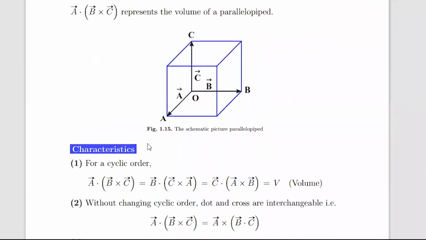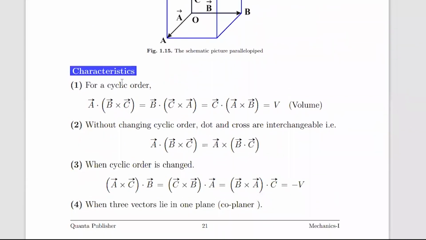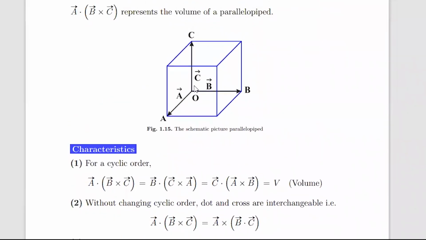These are some important features of the scalar triple product. For example, the first one is called cyclic order, because the scalar product is commutative. So if we change the order of the dot with A, B, and C, no change occurs in the resultant. And these three quantities give a volume, which is also called a parallelepiped. Here it is shown: it is basically a cube with three sides, one side along the x-axis, another along the y-axis, and the third along the z-axis.